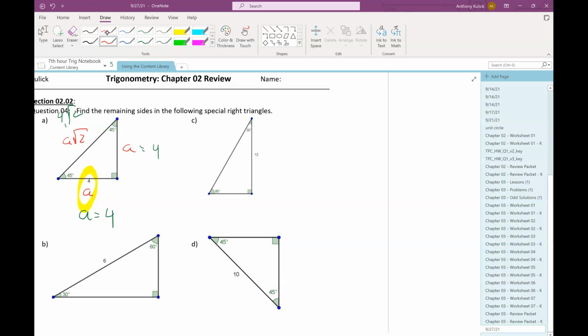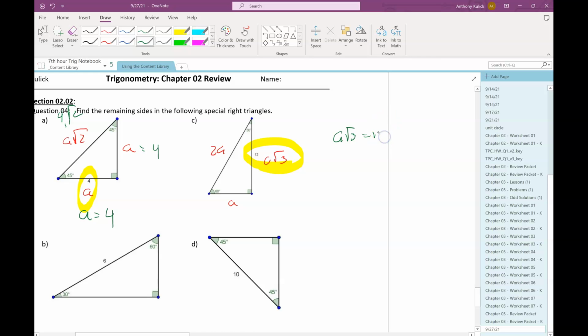Okay. So if I go to the next one, this is a 30, 60, 90. So the side opposite the 30 is the A. The side opposite the 60 is the A root 3. And the hypotenuse is the 2A. So here, what I have is A root 3 is equal to 12.